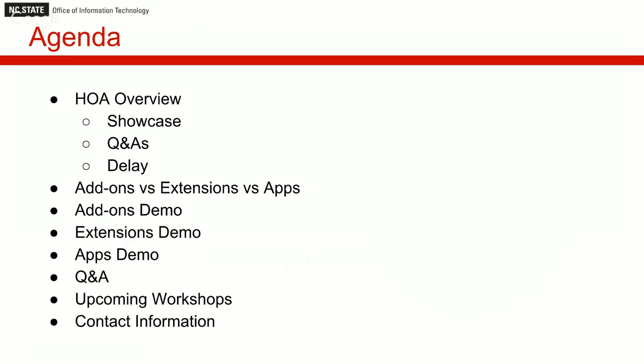So for the presentation today, we've provided a quick agenda to explain how the slides will progress. We are going to start with a very quick overview for the Hangout on Air platform. Then we'll transition on to a comparison between add-ons, extensions, and apps. And then we get to actually provide a demo for several of our favorite enhancements for add-ons, extensions, and marketplace apps.